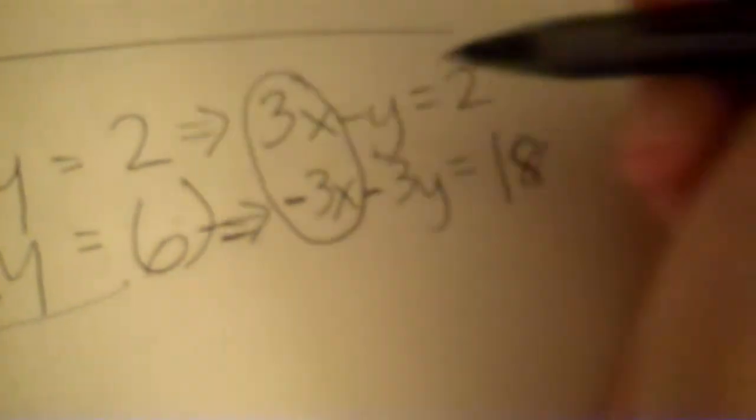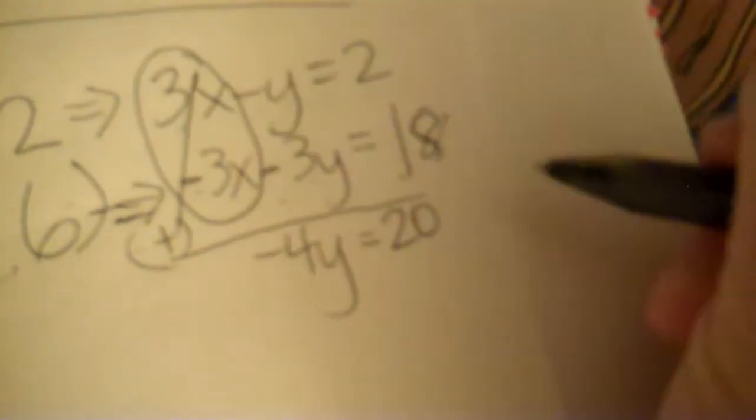Okay, so now I'm back to my step of circling, and I have different signs. Different signs add, and now 3 plus a negative 3 is gone. This is a negative 1 plus a negative 3, which gives us negative 4. This is 2 plus 18, which is 20. I'm going to divide both sides by negative 4, and I get y equals negative 5.